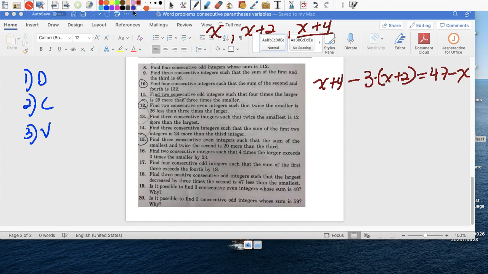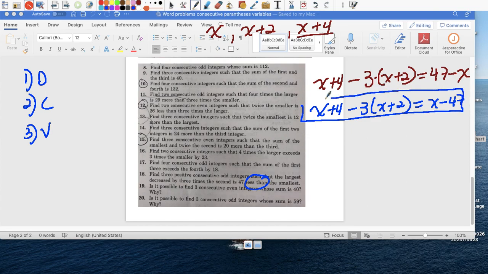Now I'm going to make a little adjustment because the word here is less than. So I need to change the order of these two terms: instead of 47 minus x, I need to write it as x minus 47. So again, x plus 4 minus 3 parentheses x plus 2 equals x minus 47. So that's the equation we're going to work on. Okay. So now let's go through the procedures.